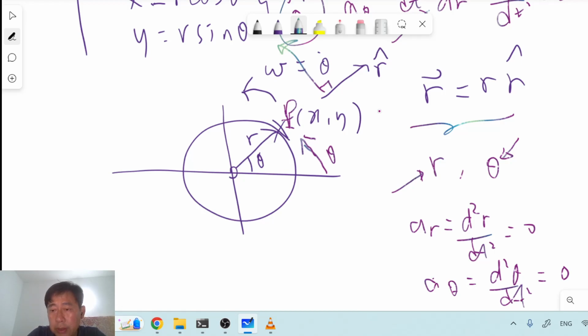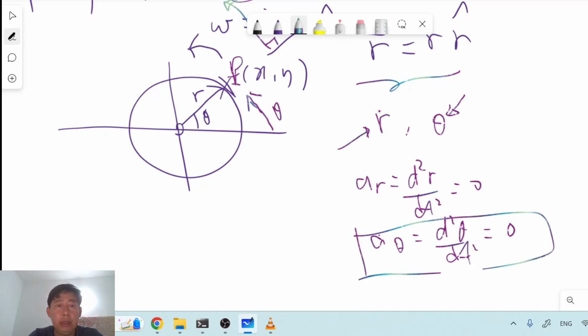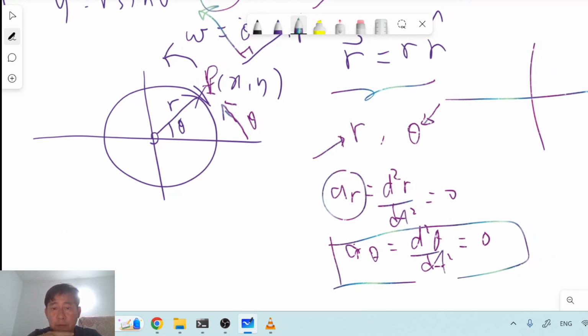Okay, so in the case where a theta and a_r are not equal to 0, then the motion will not be a uniform circular motion. It will become something else. For example, an equation of motion with non-zero a_r and a theta would describe an ellipse instead of a circle.